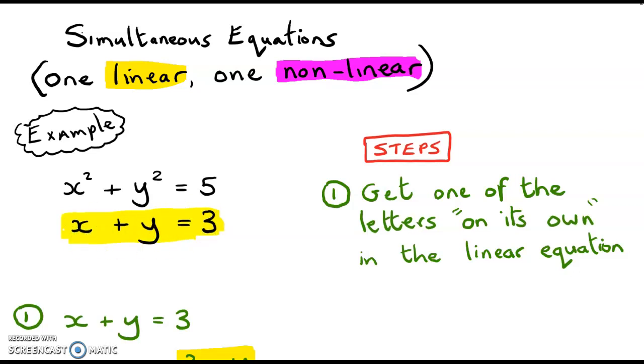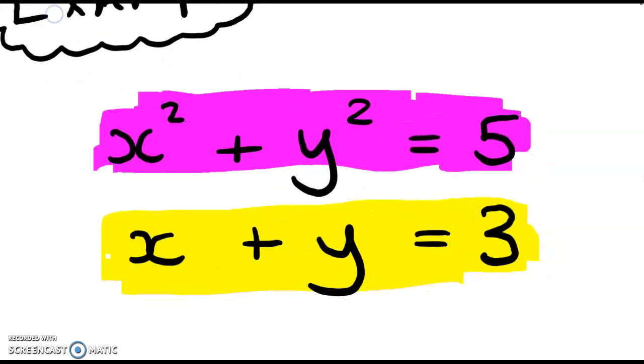Whereas the nonlinear equation, either the x is squared or the y is squared, or they're both squared, as in the case of this example, or there is an xy in it. So we don't have that in this question, but it could be in another question. So there's our linear and nonlinear equation, with the nonlinear one up here and the linear one down here. And effectively we have to find what x and y is.